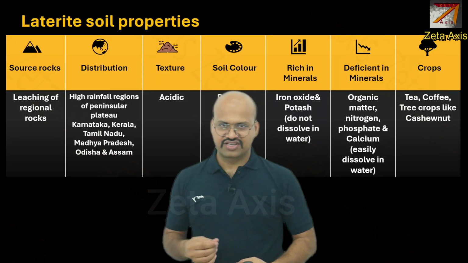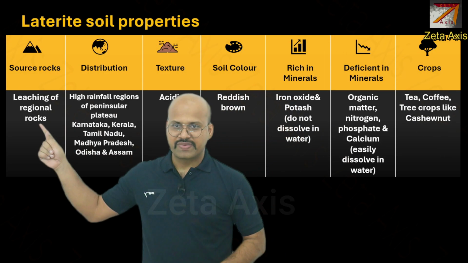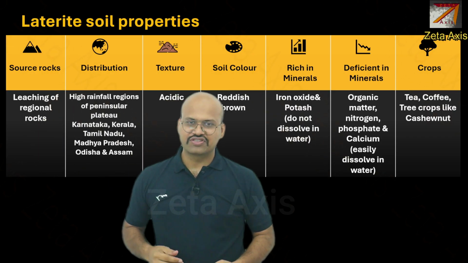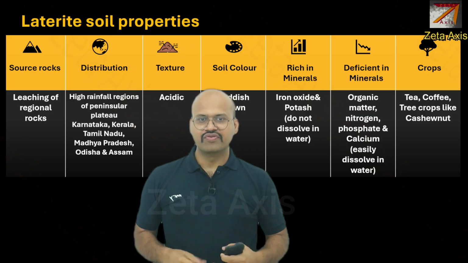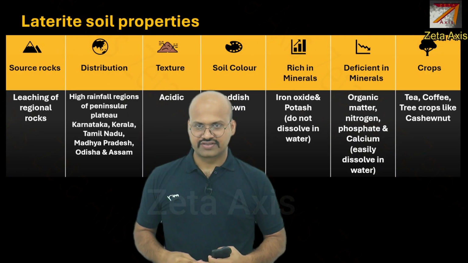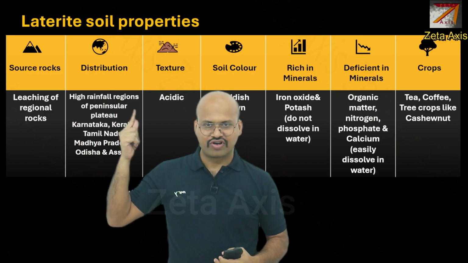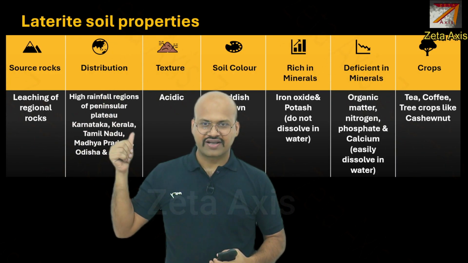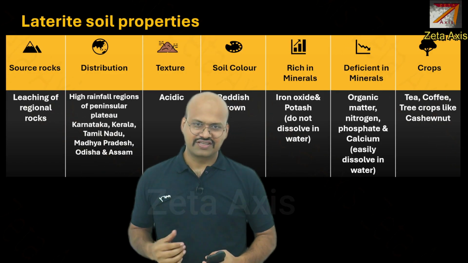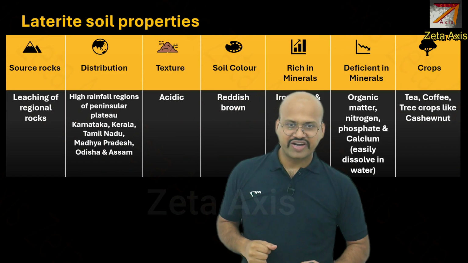Let's see the characteristics of laterite soil. It is formed by leaching of regional rock. Leaching is the process by which water-soluble elements are removed by the water which is moving deeper in the soil layer. Distribution: high rainfall regions of peninsular plateau, Karnataka, Kerala, Tamil Nadu, Madhya Pradesh also has some regions, Odisha, Assam. We've already seen the regions where we have a high amount of laterite soil.